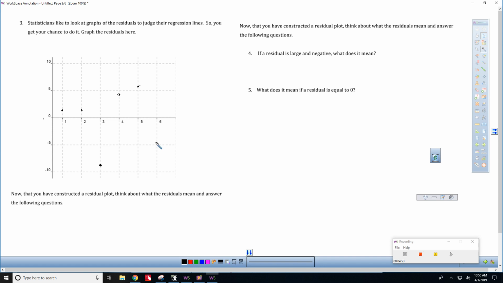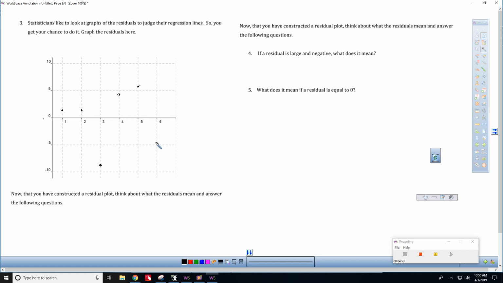So what I've done is I've plotted the residuals now. Here's what I like about them. Some of them are above the line, some of them are below the line. That's good. That means our line of best fit relatively accurately split our points.